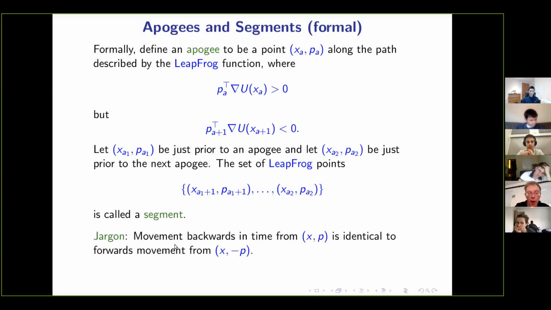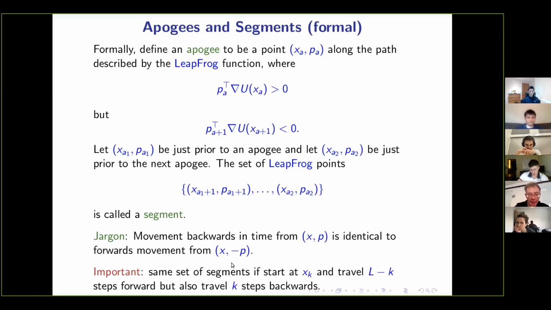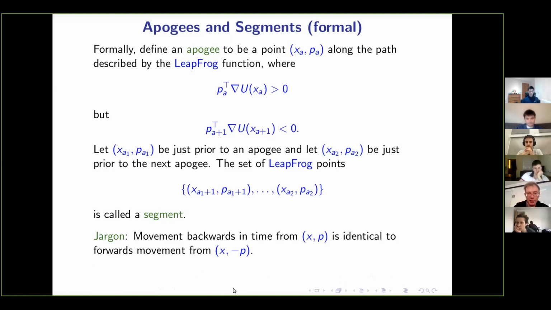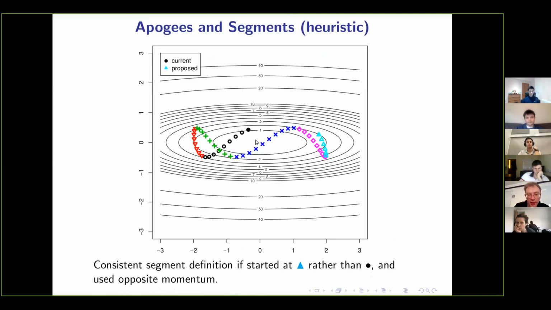And I'm going to say moving backwards in time from position X with momentum P is the same as just moving forwards in time from position X with momentum minus P. So I would get the same set of segments if I started somewhere in the middle and traveled some steps forward and the rest of those steps backwards. So let's just see that. Suppose I started at this green plus here. And I went backwards in time, then the whole thing is deterministic.